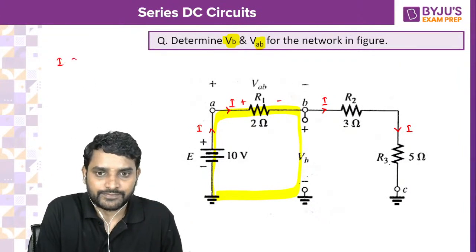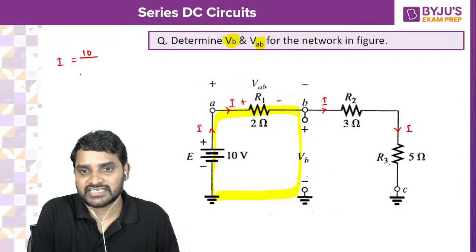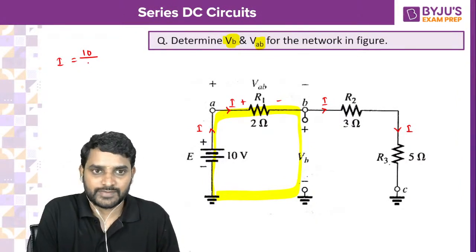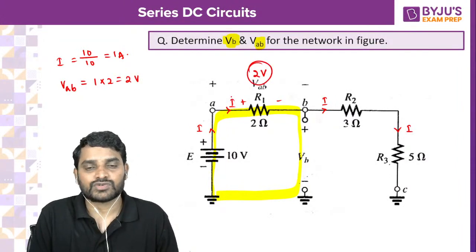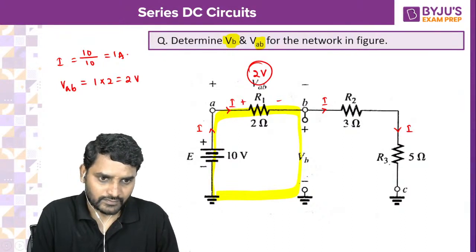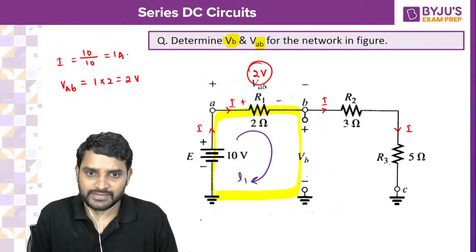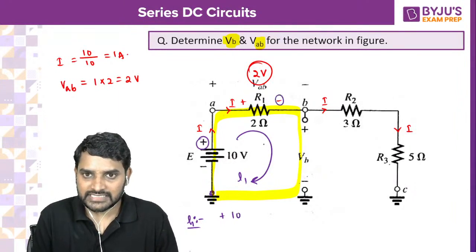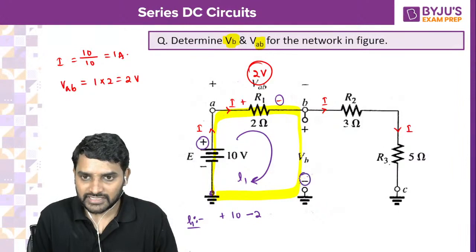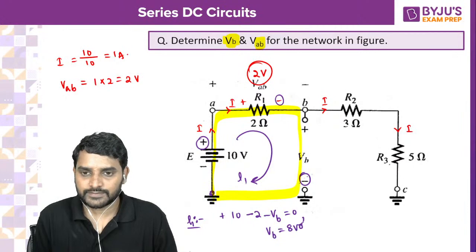Can you tell me what is I? 10 divided by the total resistance, that is 2 plus 3 plus 5, so it will be 1 ampere. Therefore the voltage across the AB terminal is going to be 1 into 2, 2 volts. VAB is 2 volts. Now what is VB? I'm moving from this one, so plus 10, leaving polarities minus 2, leaving polarities minus VB equals 0. So VB is equal to 8 volts.